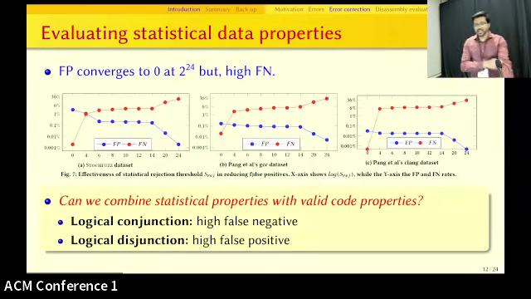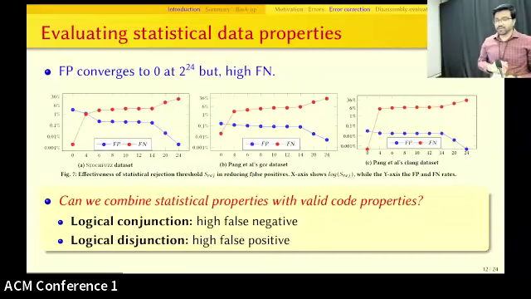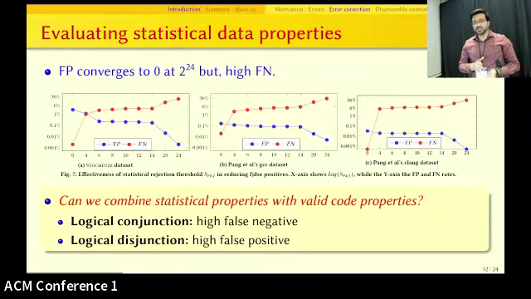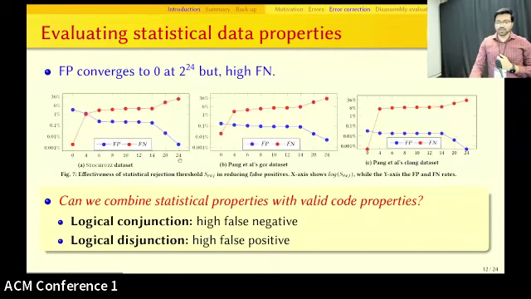So this experiment shows the strength of statistical properties. Here we set a threshold and say that if a code snippet has a score below that particular threshold, then we reject it as data. Now we can see that at higher threshold values, the false positive comes close to zero, but the false negative has gone very high.